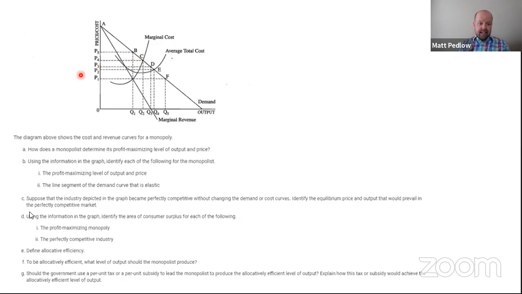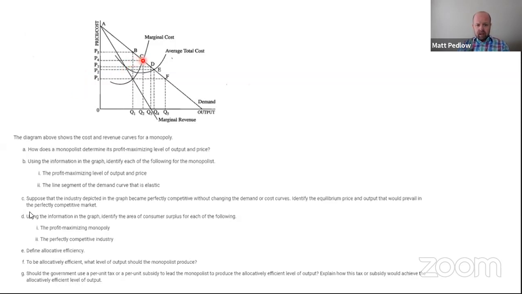And then E, for another point, define allocative efficiency. Simple definition, that's where price equals marginal cost. If you wrote down it's where marginal benefit equals marginal cost, totally fine as well. But you know, the old Bill Clinton campaign, keep it simple, stupid, KISS, right? Price equals marginal cost. And then F, to be allocatively efficient, what level of output should the monopolist produce?